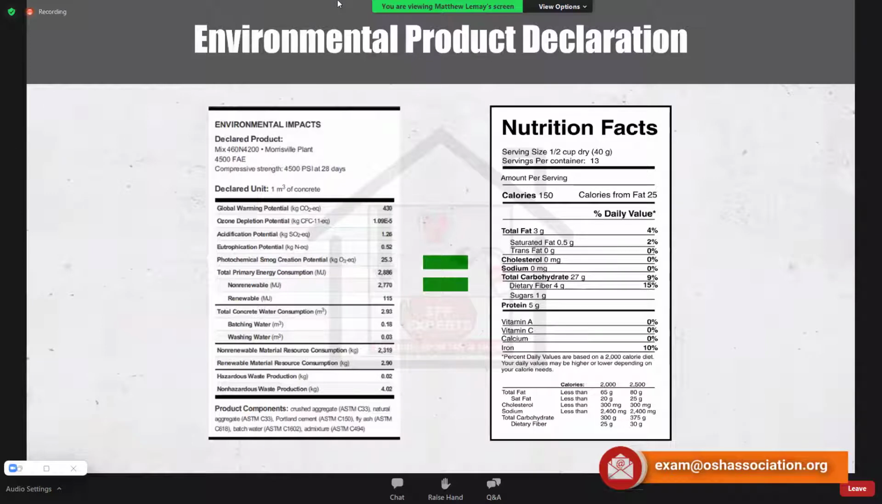Another way to think about EPDs is to think about it like a nutrition label. But instead of reporting nutrients and calories, it reports environmental impacts of a building product instead of a food item. The top line, the big number that you look at on a nutrition label, is calories. For an EPD, the top line that is most commonly looked at is global warming potential, which is the topic of this whole session today. That's the one that the market is most interested in, but it's not the only thing reported on an EPD.